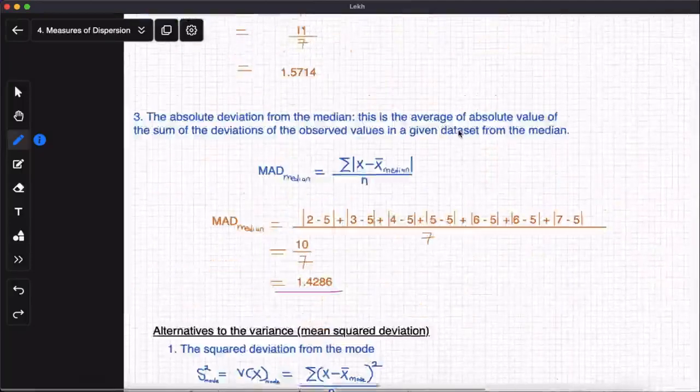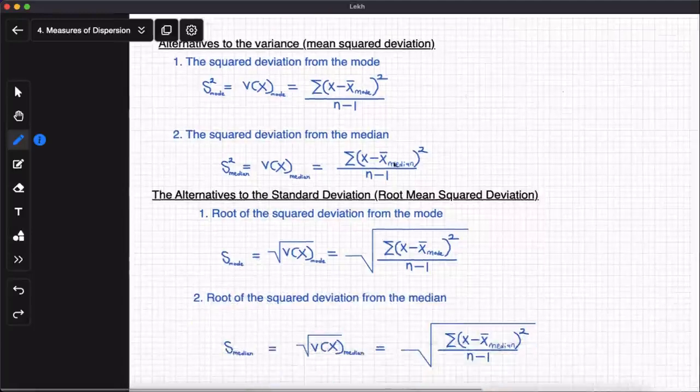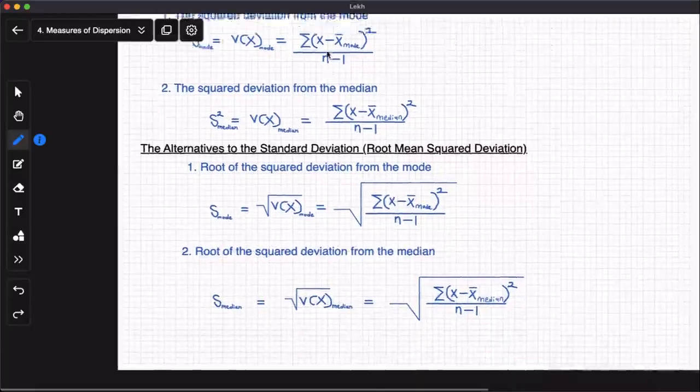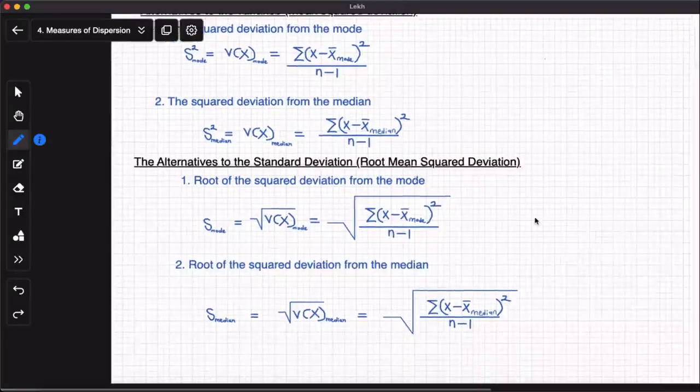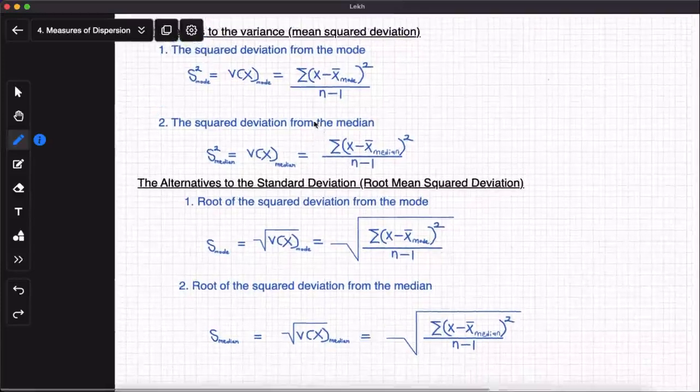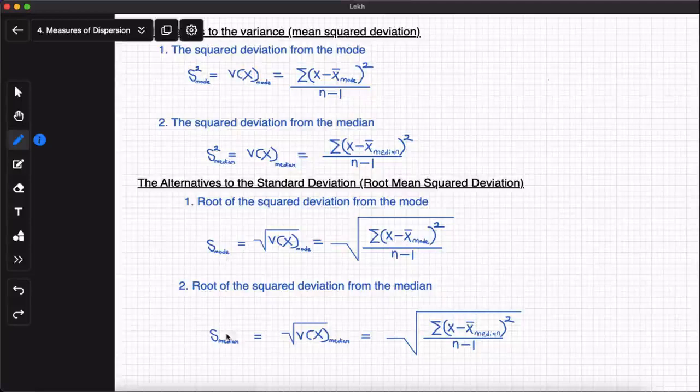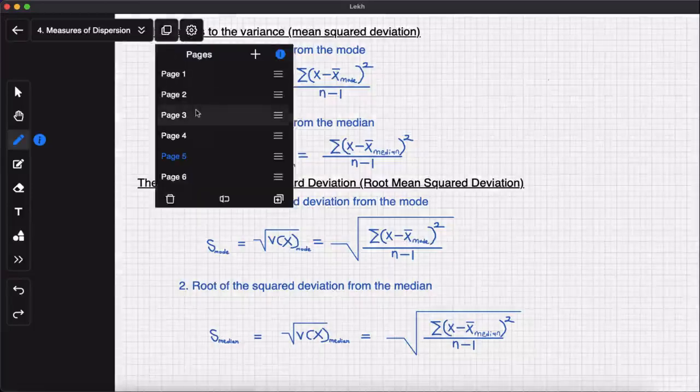Somehow you may use the mode or the median, but if you do, this is what you're going to have. So we can look at another one when we decide to look for the square root of this. We may have the square root of what you have here, and then we will eventually have some alternatives for our standard deviation.